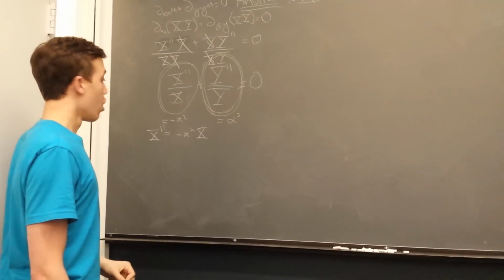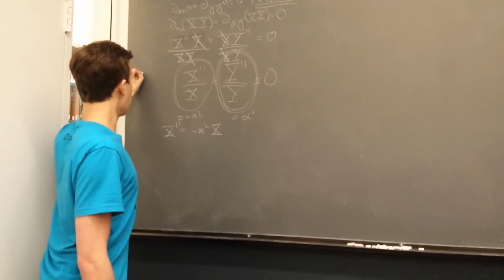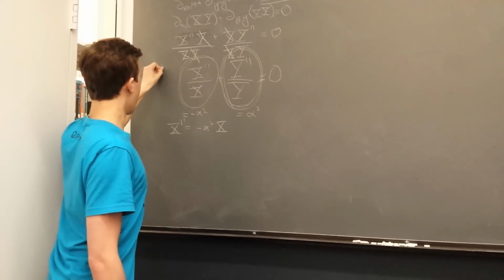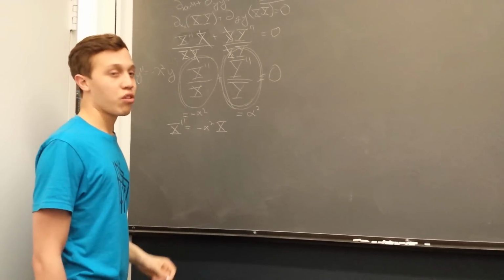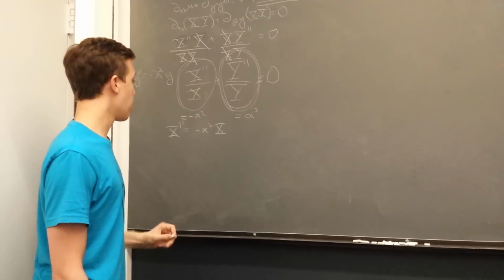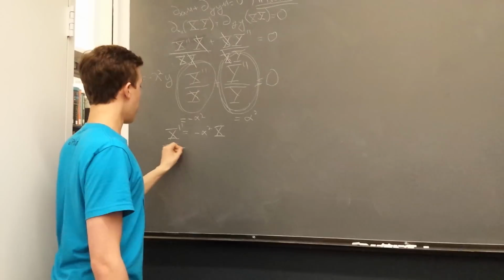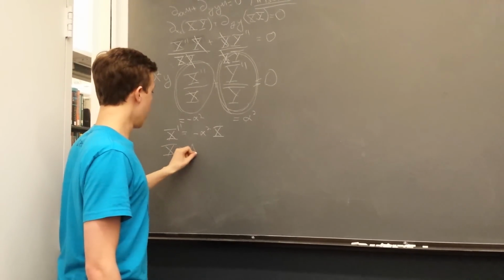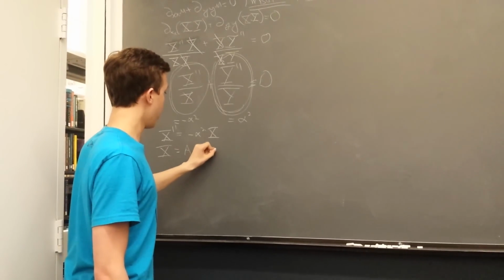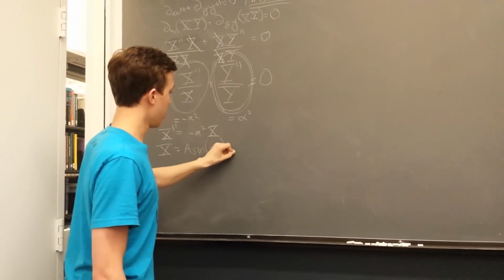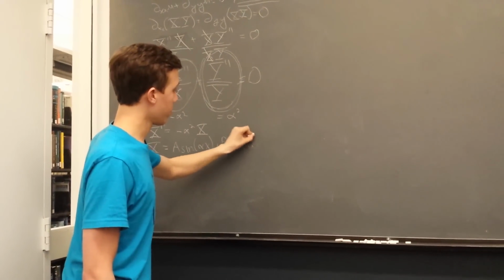This equation should remind you of an equation we saw earlier, y double prime equals negative lambda squared y. So we know the solutions to this were sines and cosines, so we can apply the same thing here. Big X must be equal to a sine alpha x plus b cosine alpha x.